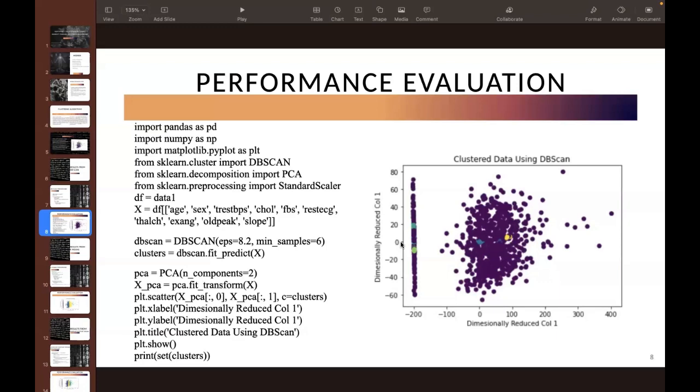DBSCAN is best suited for datasets that have density-based structures, nonlinear or complex structures in large datasets, while this dataset is not one among them.